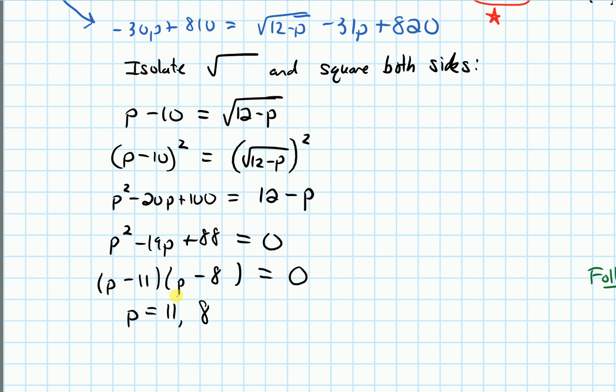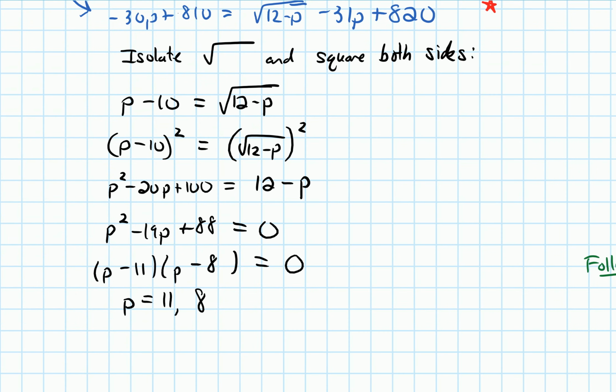So are we done? Are those our answers? 11 and 8? So it turns out not quite yet. There's a little bit more to do. So let's talk about that. When we have an equation like this that has a square root, or in general, it can be any even root, like a fourth root or a sixth root, once we get our answers, we need to check for extraneous solutions. So that's what I still need to do.